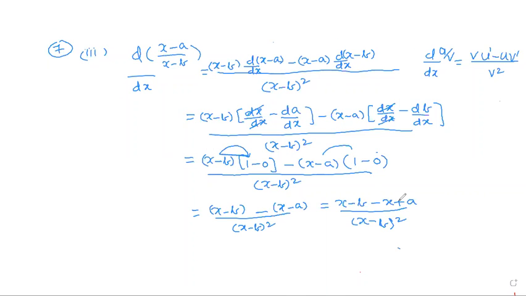Is it clear, everyone? Minus x plus x cancels. What remains is plus a minus b, so a minus b by the denominator (x minus b) whole squared. Okay? Everyone noted? I am going to erase this one. I will send the recording also, everyone. Noting is complete.